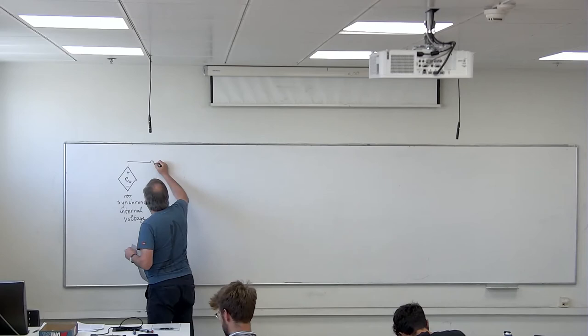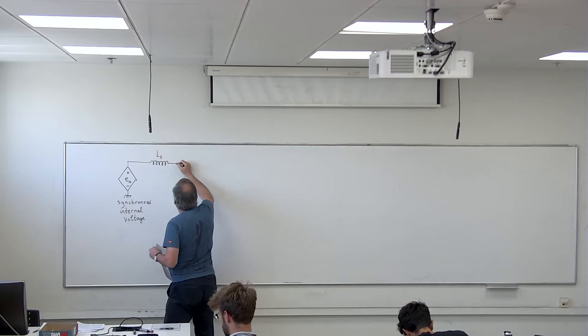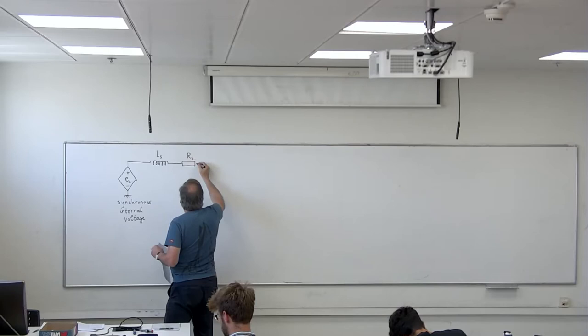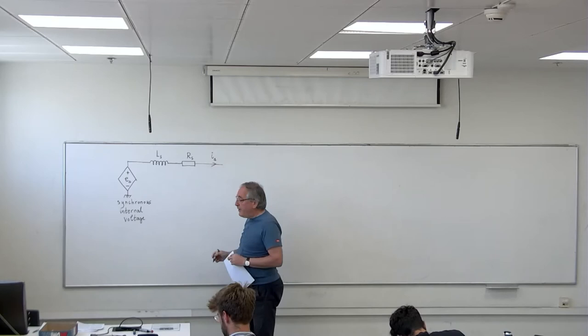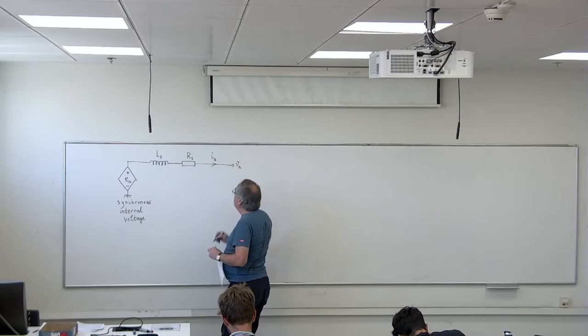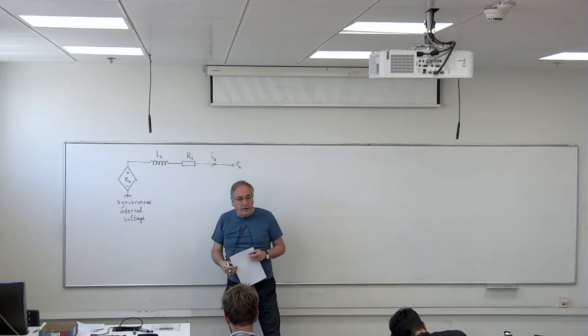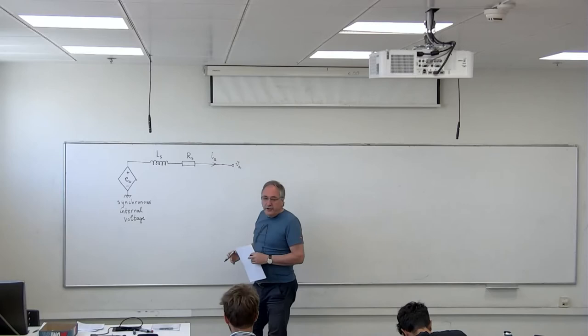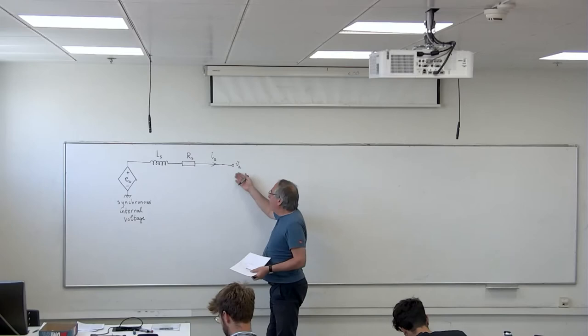Then we have an equivalent inductor, which we have denoted by LS, and an equivalent resistor, which we have denoted by RS. And from here exits a current IA, so the current of phase A, which goes to the grid voltage on phase A. So VA is a grid voltage where this generator is connected. Well, I call it grid voltage, but of course it doesn't have to be a grid. It can be just a load. You can connect this just to a load or to whatever circuit you want.